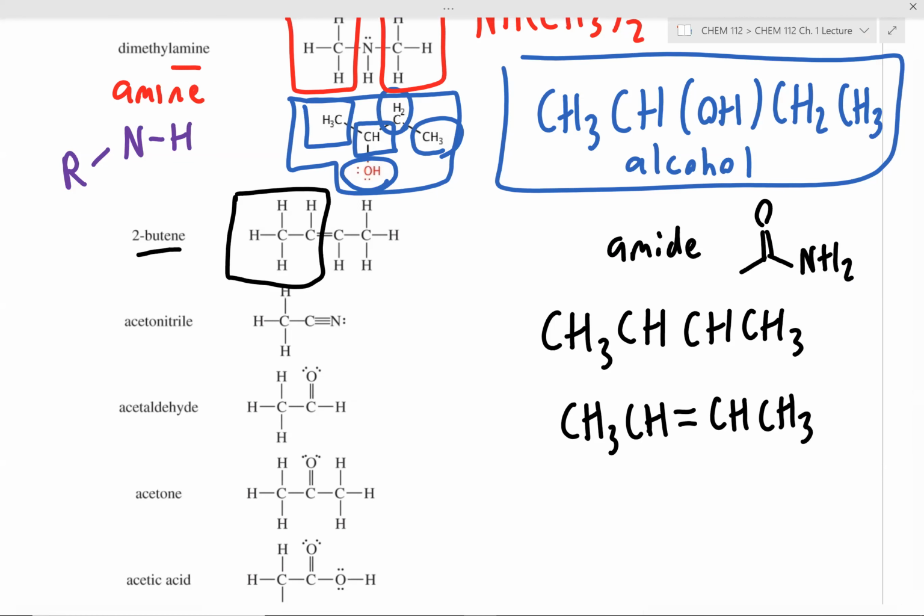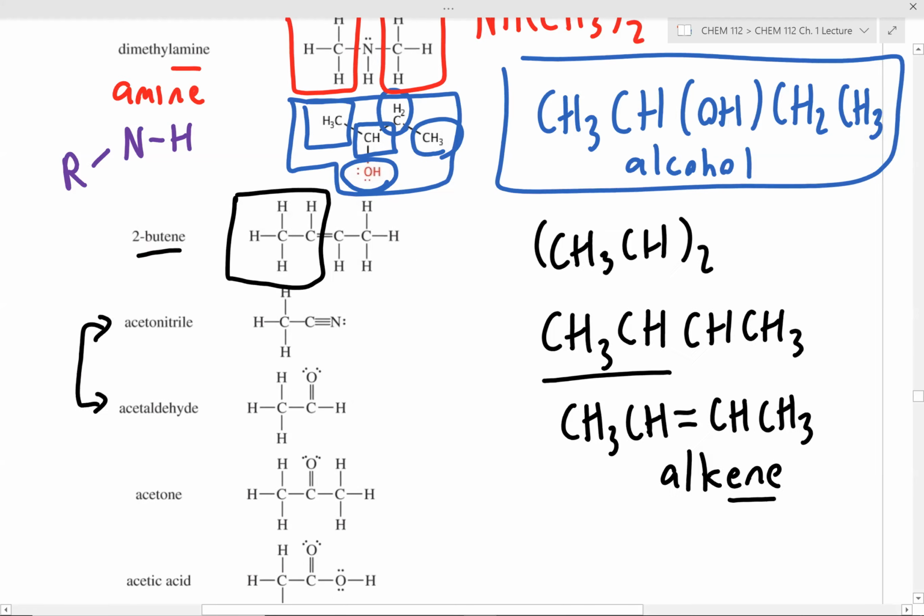But this is only applicable if it's symmetrical. Notice how it's exactly the same on both sides? That only works for symmetrical molecules. There are plenty more examples, but let's touch on these two, acetonitrile and acetaldehyde.